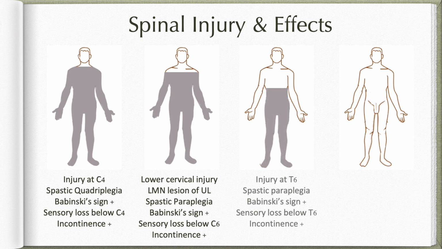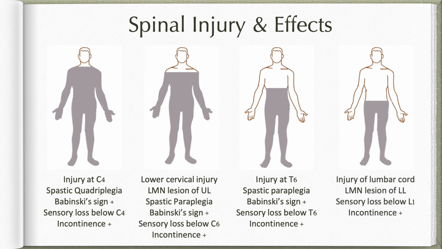When the spinal cord is injured at the level of T6, we find spastic paraplegia, Babinski sign positive, sensory loss below the level of T6 and incontinence will be present, but in this case both upper limbs will be completely normal. And when the spinal cord is injured in the lumbar region, then there will be lower motor neuron type of lesion in the lower limbs, sensory loss below the level of L1 and incontinence will be present.